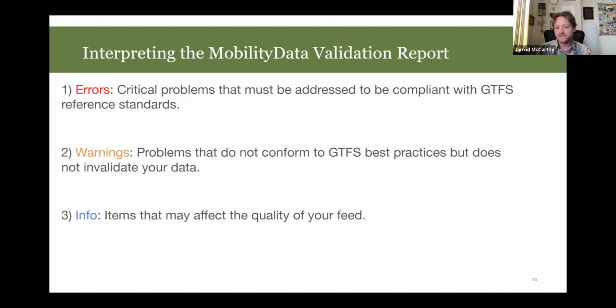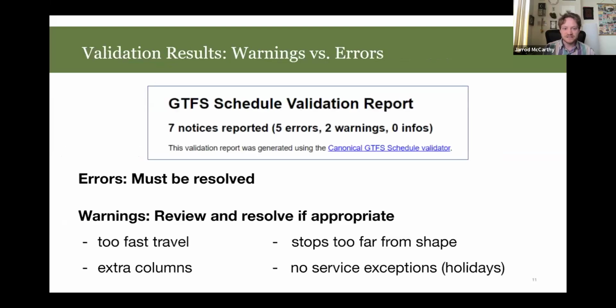The next step down are called warnings. These are problems that don't conform to best practices, but don't necessarily invalidate your data. Those are not only nice to fix, but also will result in a higher quality feed that's just gonna be better overall. The third one down is info. These are items that may affect the quality of your feed or they may not. So yeah, those are the 3 degrees of severity.